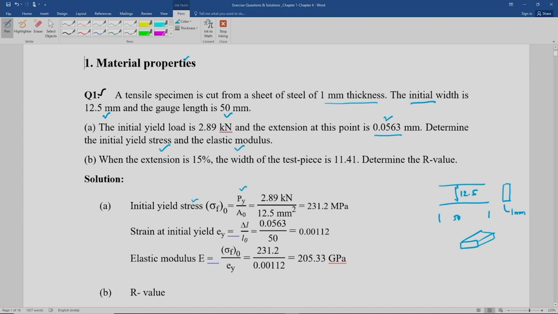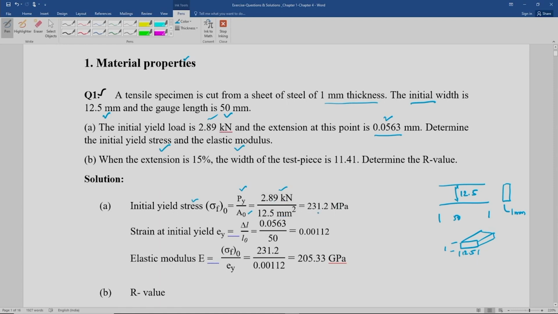It is nothing but Py by A naught, which you already discussed. So, Py is the yield load and A naught is the initial area of cross section. So, you can directly use the initial area of cross section from these dimensions. So, Py is already given, 2.89 kilonewton, divided by A naught. A naught is what? This fellow is 12.5 and your thickness is let us say 1 mm. So, 12.5 into 1 mm is 12.5 millimeter square. And you can calculate it.